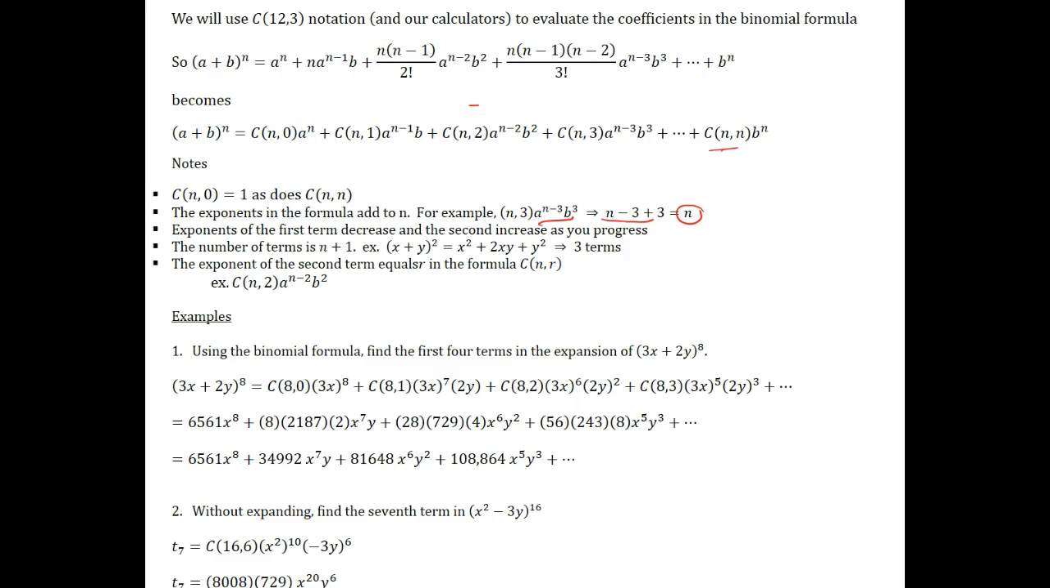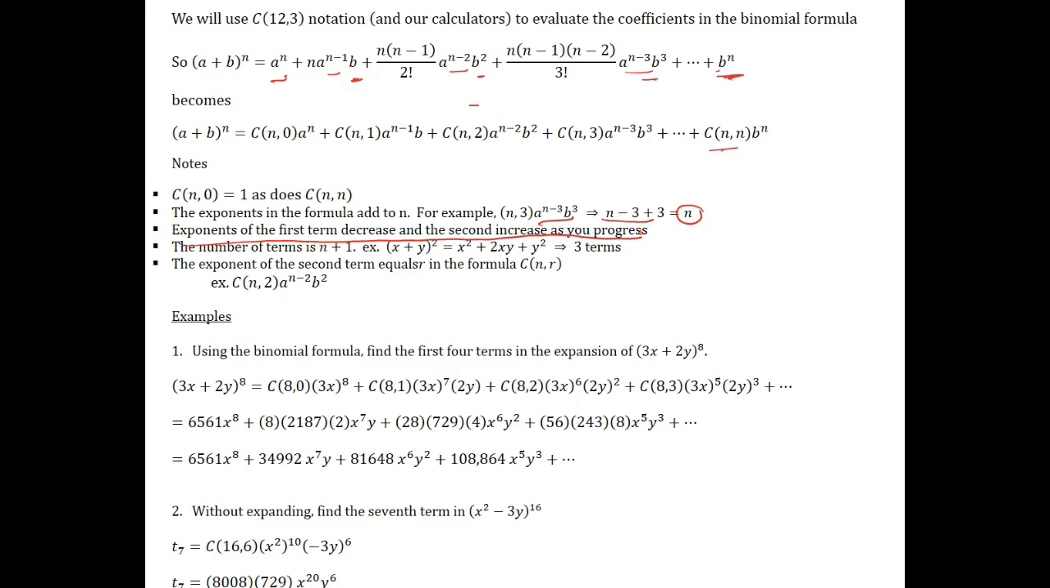So what will happen is that you'll have a to the n, you have n minus 1, n minus 2, n minus 3, and so forth, until you get to where a becomes a to the power 0. And the b terms increase. So you have b to the 0 here, b to the power 1 here, b squared, b cubed, b to the 4, all the way up to b to the n. So the exponents of the first term decrease and the second increase as you progress.